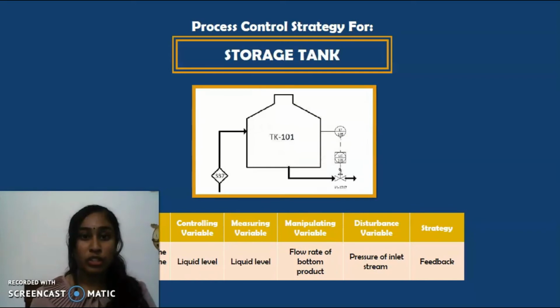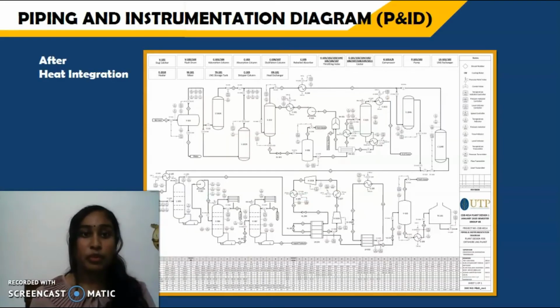Moving on to the storage tank, the objective is to maintain the LNG level in the tank, with the controlling variable of liquid level. MV is flow rate of bottom product, and DV is pressure of inlet stream, and the strategy will be feedback. Moving on to the P&ID diagram after integration with the controllers and indicators.